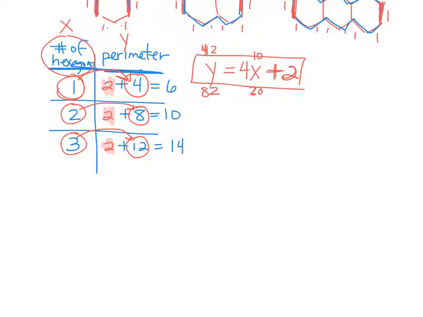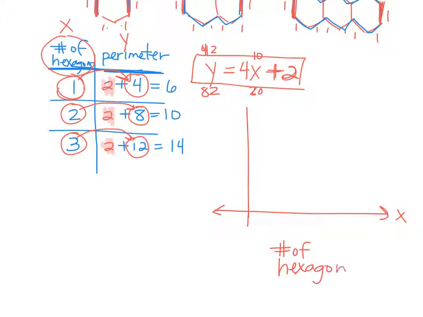Okay, so if we graph this, what's going to be on our x-axis? What's our label there? The number of hexagons. So your x is your number of hexagons. What's your y? That's your perimeter. So when you label this is hugely important, you guys. You have to space them evenly on each axis. So on the x-axis, I only have to go up to 3. So 1, 2, 3 is all we need.